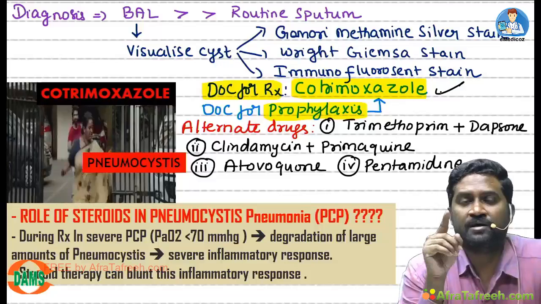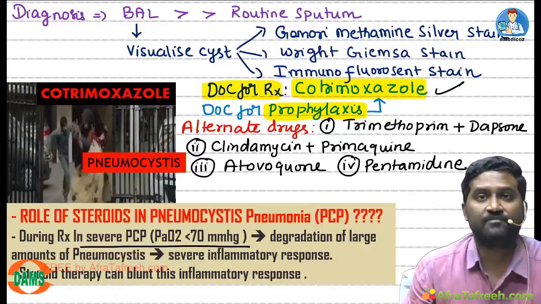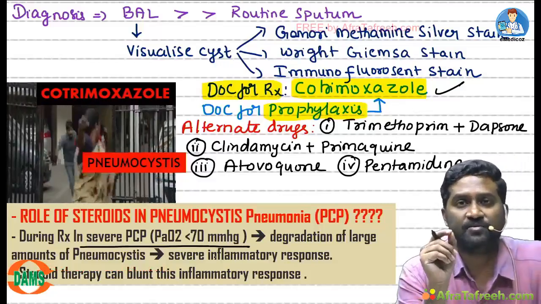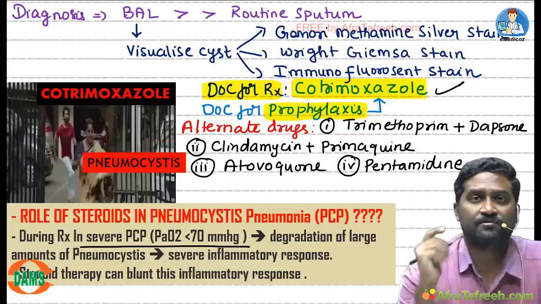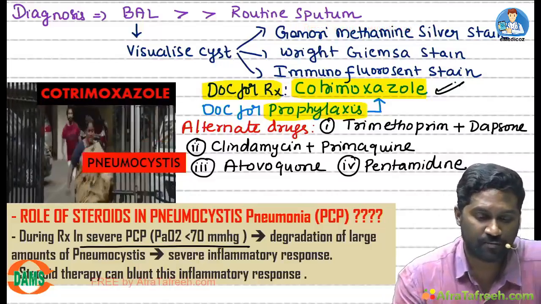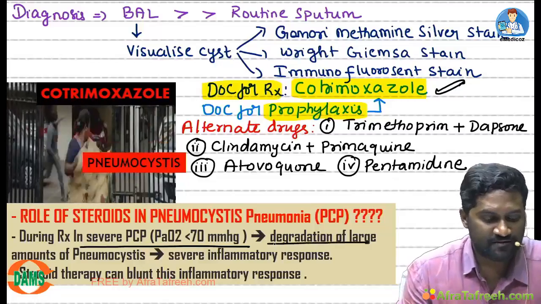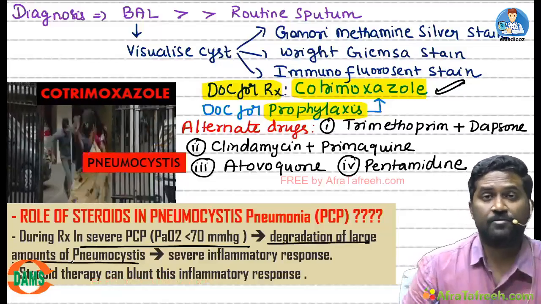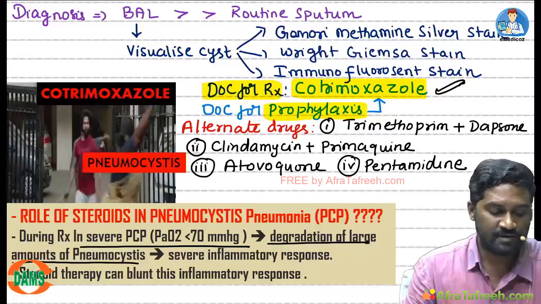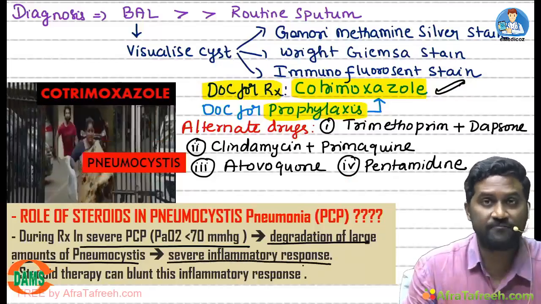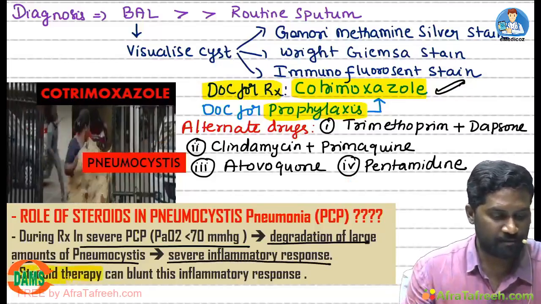So here also, in severe pneumocystis pneumonia, the cutoff PaO2 is less than 70 mmHg. In severe pneumocystis pneumonia, when do you call it severe? When PaO2 is less than 70 mmHg. Here also the primary drug of choice is cotrimoxazole only. When you give cotrimoxazole, there will be degradation of large amounts of pneumocystis. So many pneumocystis are getting damaged. That releases fungal filaments. These fungal filaments can cause a severe inflammatory response. To bring down that inflammatory response, steroid therapy will be helpful.